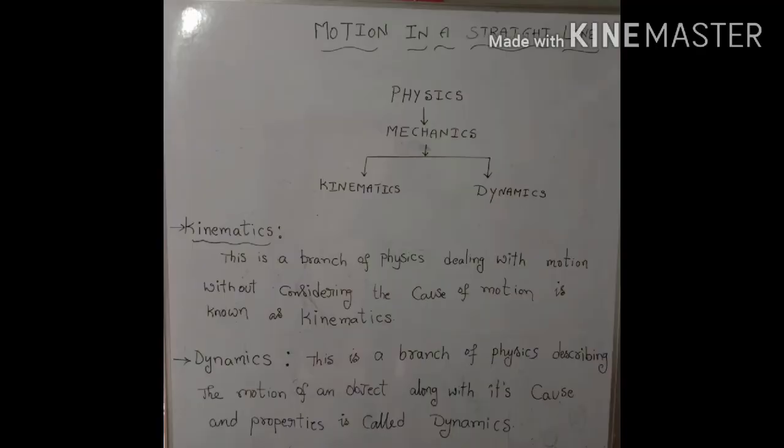In physics, we have different number of branches. One branch is mechanics. This has been divided into two branches, kinematics and dynamics. Kinematics is a branch of physics. It deals with the motion of an object without considering the cause of motion. The second branch is dynamics. This is a branch of physics. It describes the motion of an object along with its cause of motion and properties.